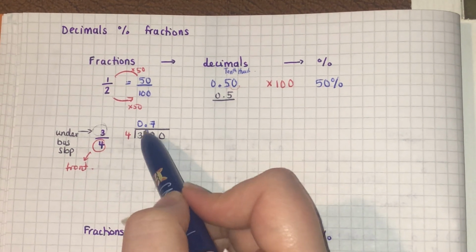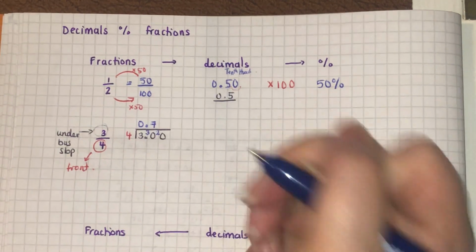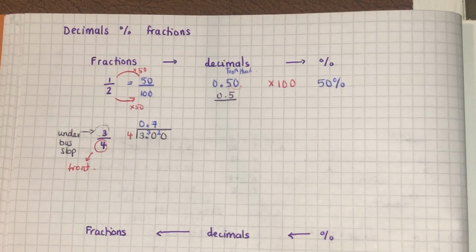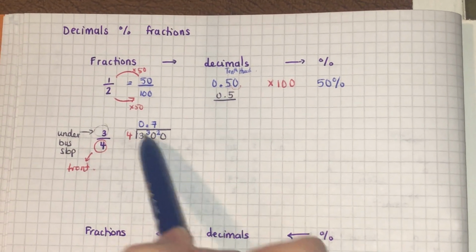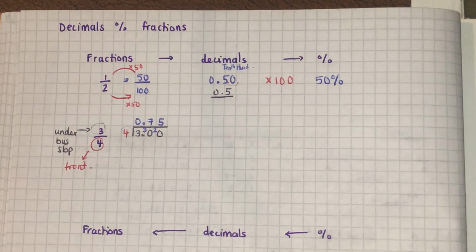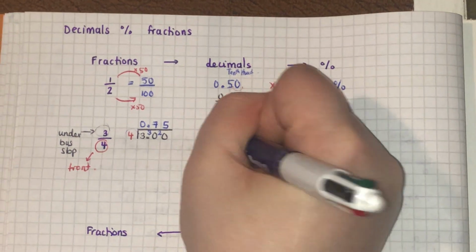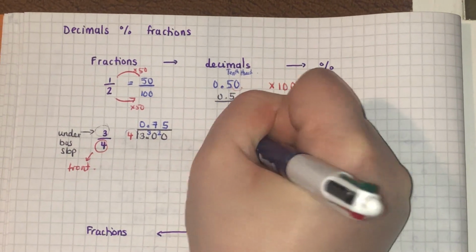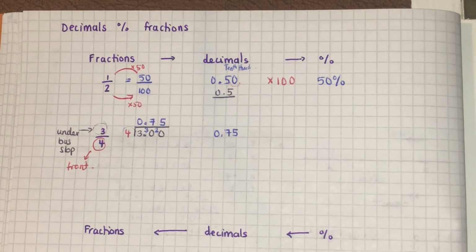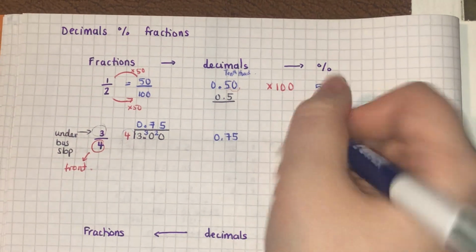But I still want 30, so I need 2 more to make the 30. So I carry 2 on to the next 0. Then I see how many 4s go into 20, which is exactly 5, because 4 times 5 gives you 20. So this fraction is the same as 0.75. That's the alternative way, which is the way that I always use.